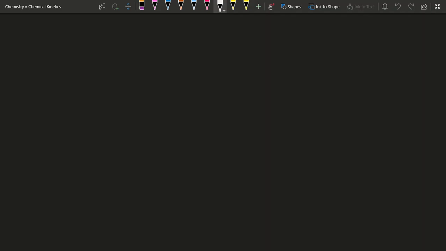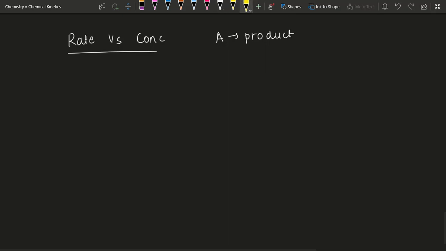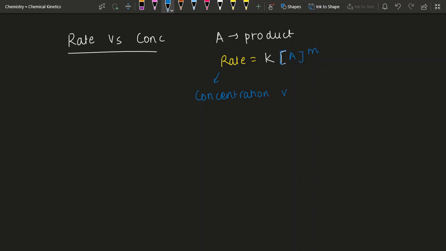Let's try using the rate and concentration equation. That is, we know for a certain reaction involving a single reactant, the rate is actually equal to K times some power of the concentration of A. Let's try using this to actually find the time dependence of the concentration. So concentration versus time. That is, I want to figure out, for a given reaction, how quickly the concentration reaches a certain value.